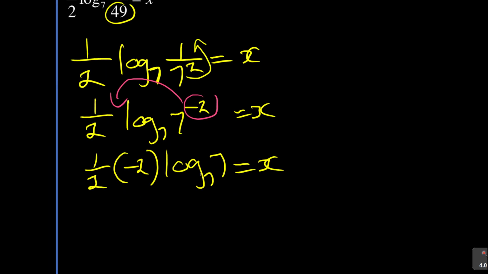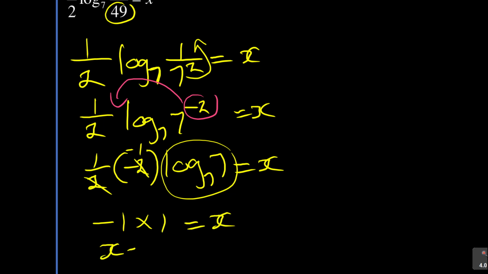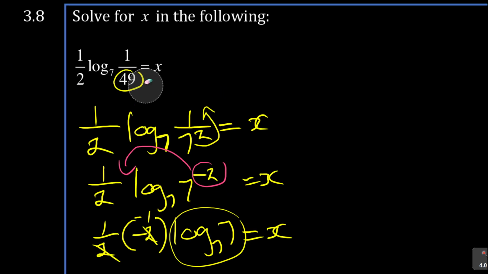Because I want this thing to become 1. So it's 2 times this, which is negative 1. So it's actually here minus 1 times 1, which is equal to x. And x is equal to what? Negative 1.